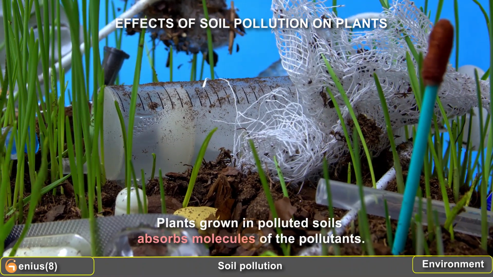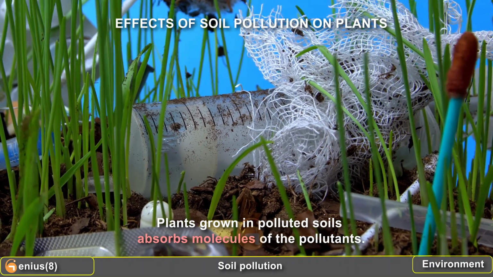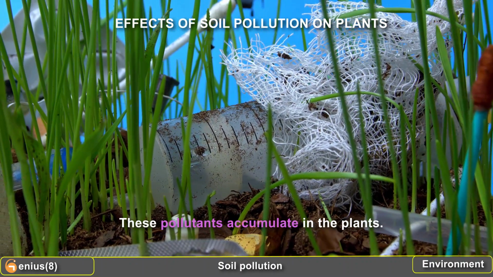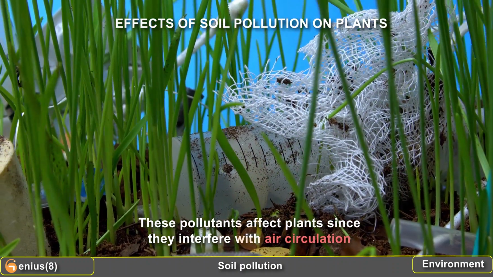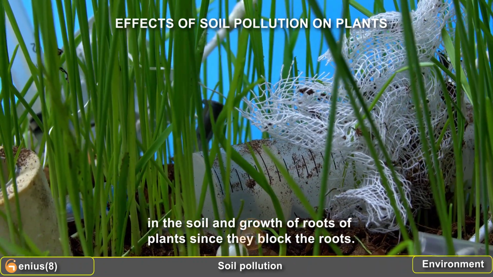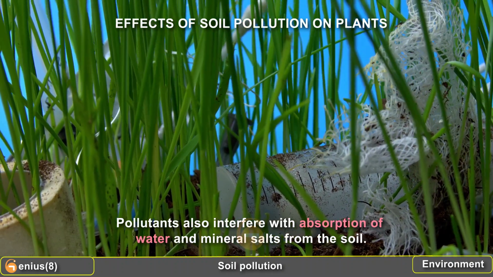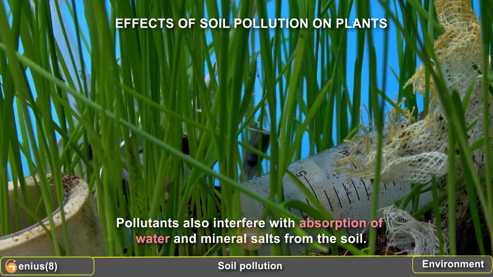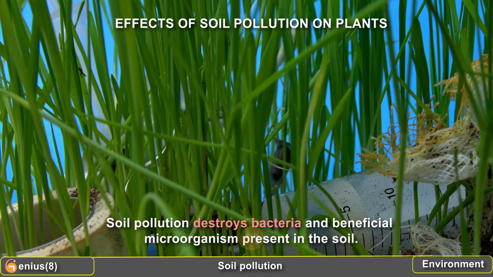Plants grown in polluted soils absorb molecules of the pollutants. These pollutants accumulate in the plants. These pollutants affect plants since they interfere with air circulation in the soil and growth of roots of plants since they block the roots. Pollutants also interfere with absorption of water and mineral salts from the soil. Soil pollution destroys bacteria and beneficial microorganisms present in the soil.